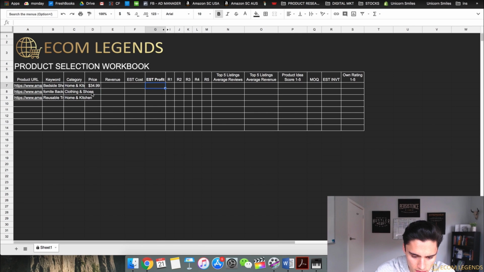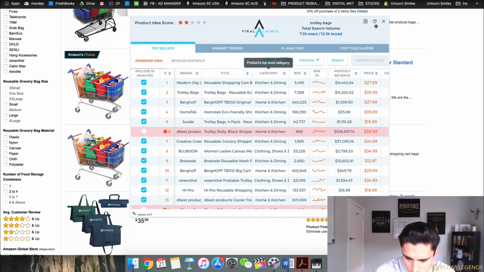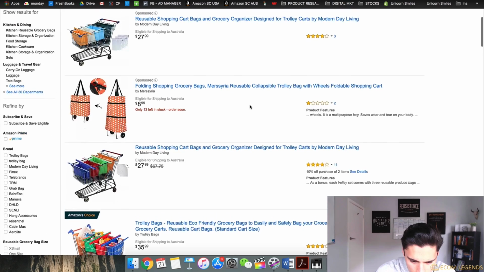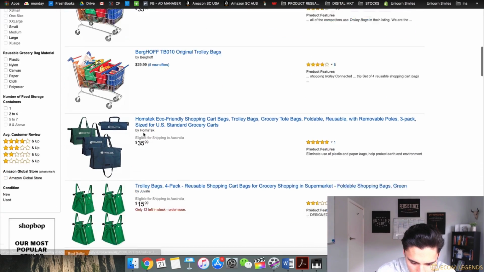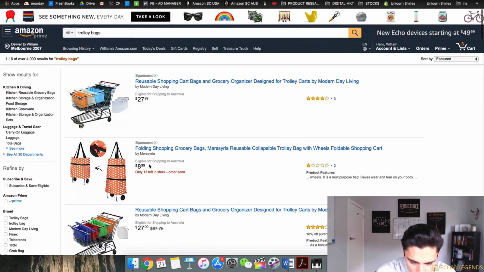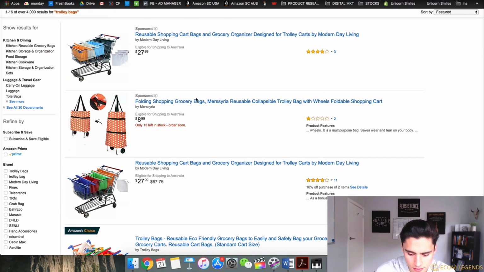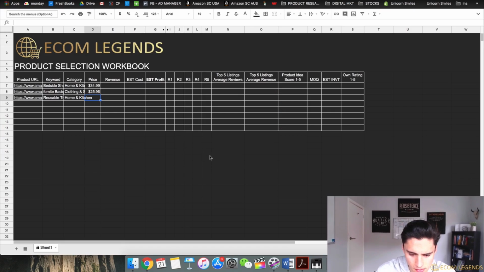$25.96. So we just enter the price here, $25.96. The reusable trolley bags, they're all pretty much the same, so we're just gonna go with this one here. Not the most expensive one, but not the super cheapest either. So let's just go with this one, $27.99. 11 reviews.